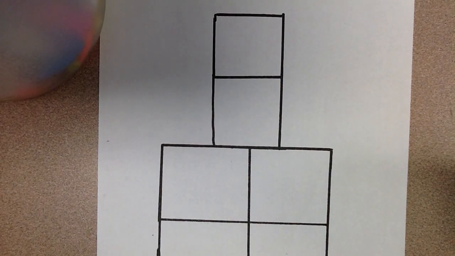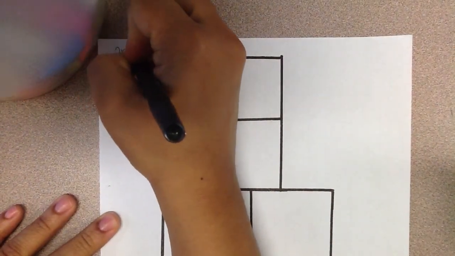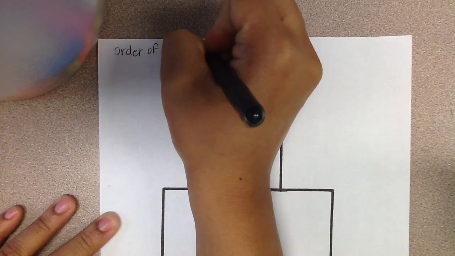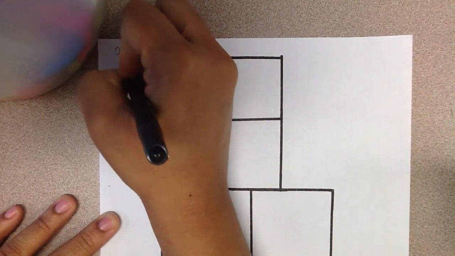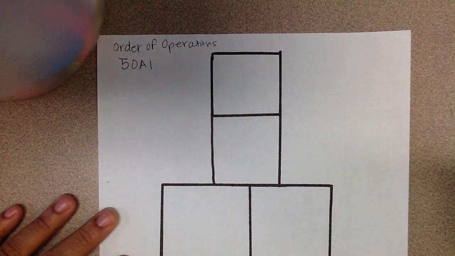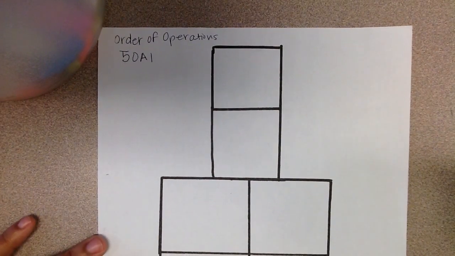So today we're going to talk about order of operations. So in your table of contents in your math notebook, you can write order of operations, and this is objective 50A1. Okay, you can write the date, order of operations, 50A1.